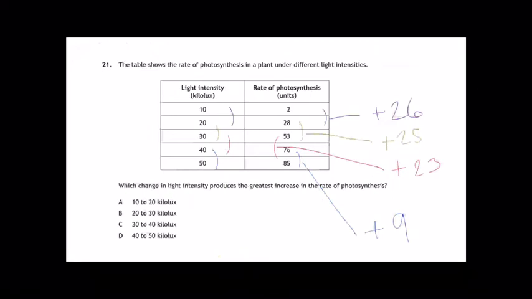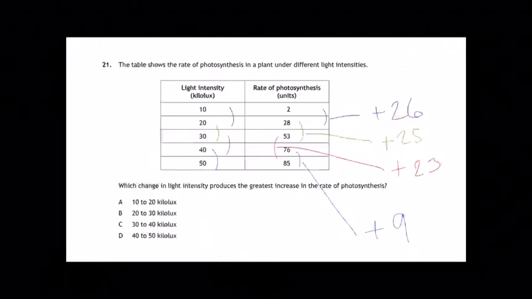Okay, so I've done each one. The first one in purple, from 10 to 20, the increase in the rate of photosynthesis is from 2 to 28. So 28 take away 2, that's a plus 26 increase. From 20 to 30 in the green, it's increased by 25. From 30 to 40 in the red, it's gone from 53 to 76, so it's gone up by plus 23.